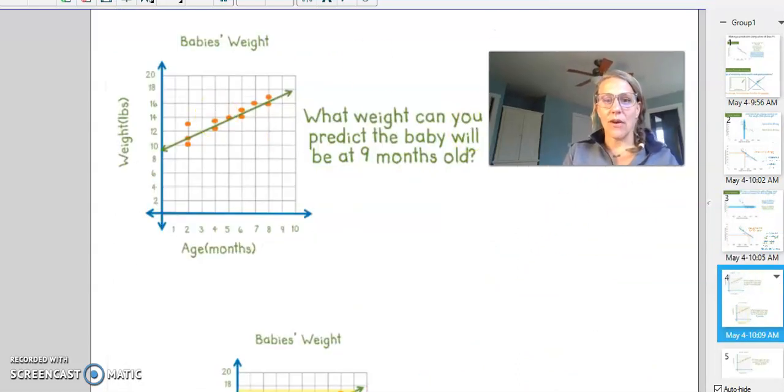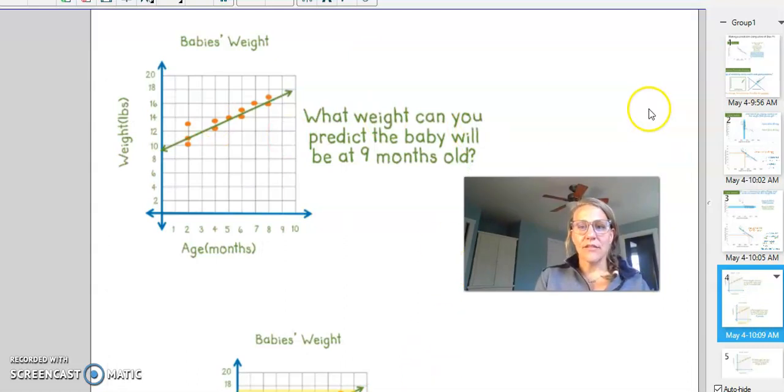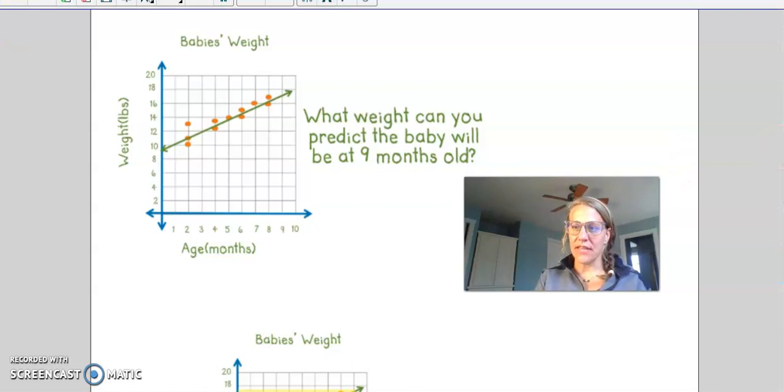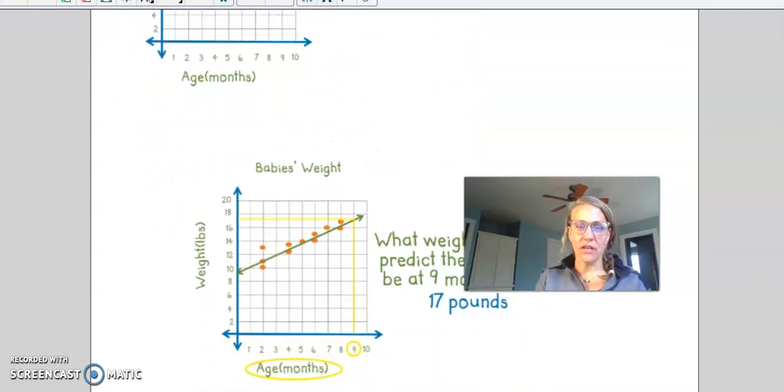What I want you to do is to predict, using this line of best fit, what weight you can predict the baby will be at 9 months old? Go ahead and answer that question now. So you should have been able to use that line of best fit to come up with this prediction. You would go to 9 along the x-axis, go up and over to that line and over to the y-axis, and we would find that it's about 17 pounds.